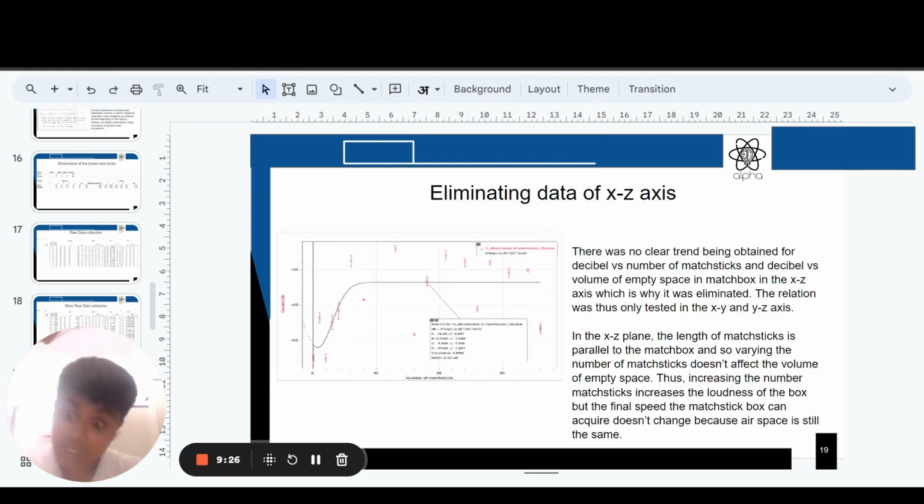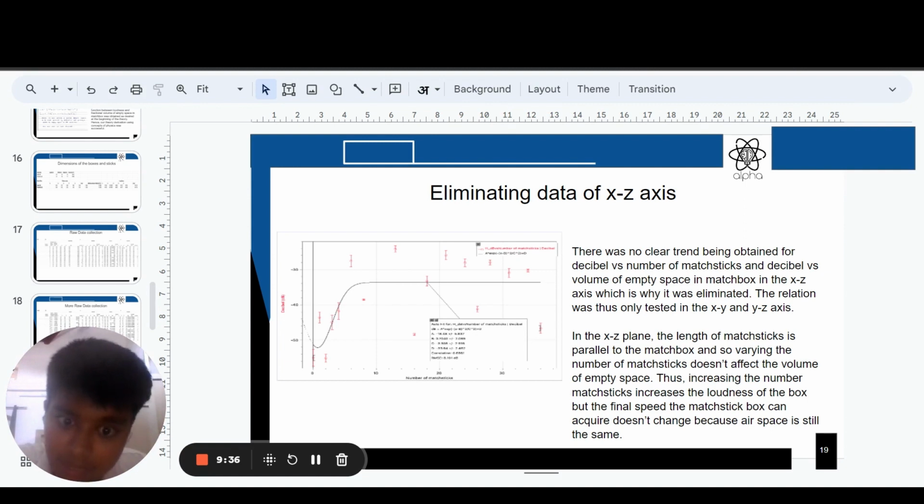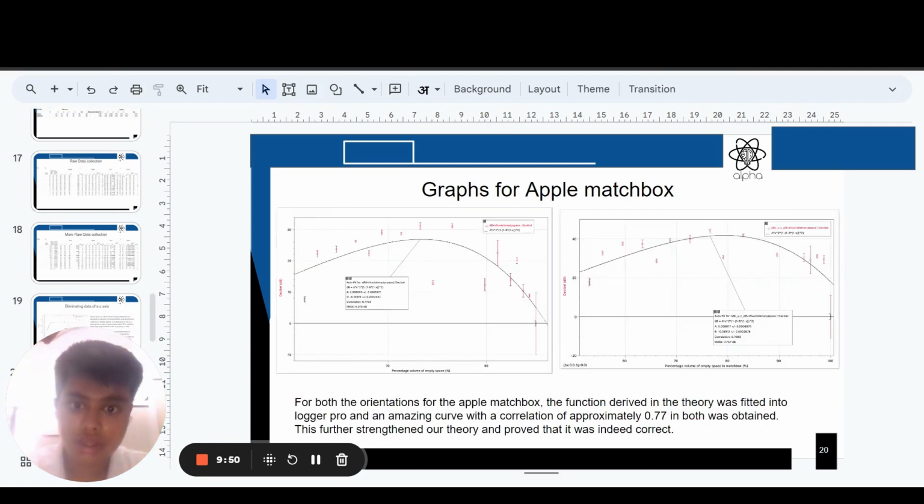Then I eliminated the XZ axis for a reason, because if you take the length of the matchbox and vibrate it like this, then because the length of the matchbox remains the same, regardless of the number of matchsticks, the amount that a matchstick can move remains the same. And that's why when we vary the number, because the space for the matchsticks to move is the same, there's not much variation.